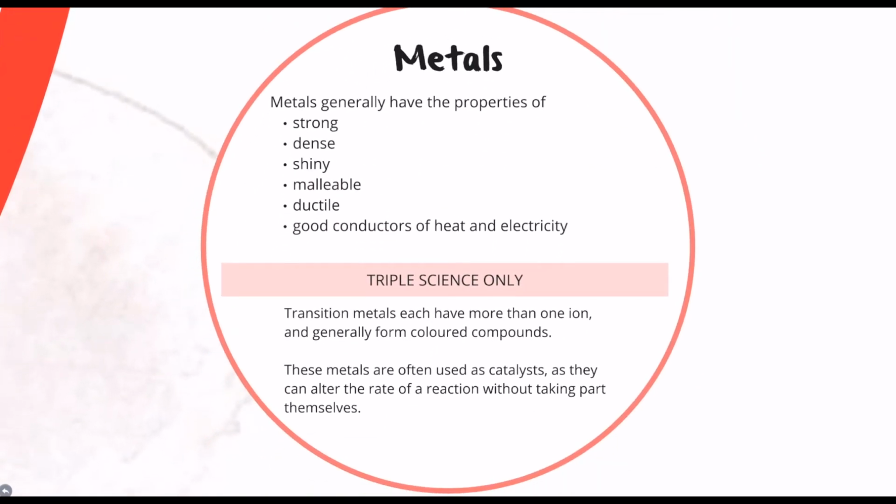Metals generally have the properties of strong, dense, shiny, malleable, ductile, good conductors of heat and electricity. For those studying for triple science or the straight chemistry course, you need to know that transition metals each have more than one ion and generally form coloured compounds. These metals are often used as catalysts as they can alter the rate of reaction without taking part themselves.